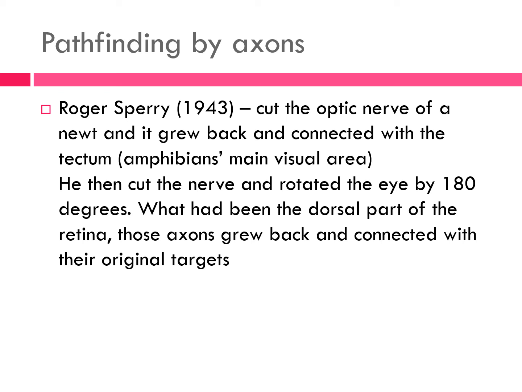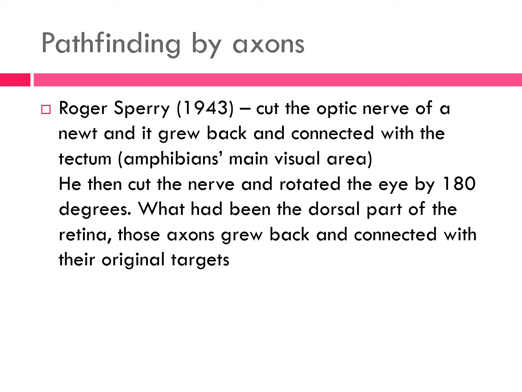What had been the dorsal part of the retina was now the ventral part of the retina, and vice versa. What was the ventral part of the retina is now the dorsal part. And what had been the dorsal part of the retina, those axons grew back and connected with their original targets.